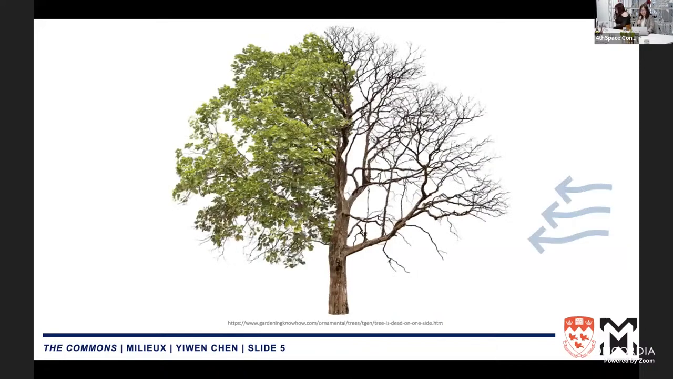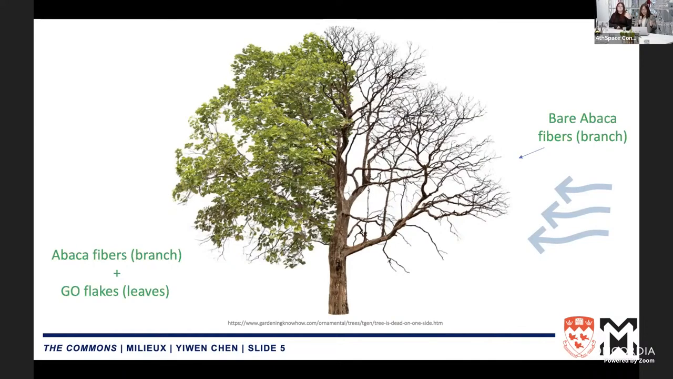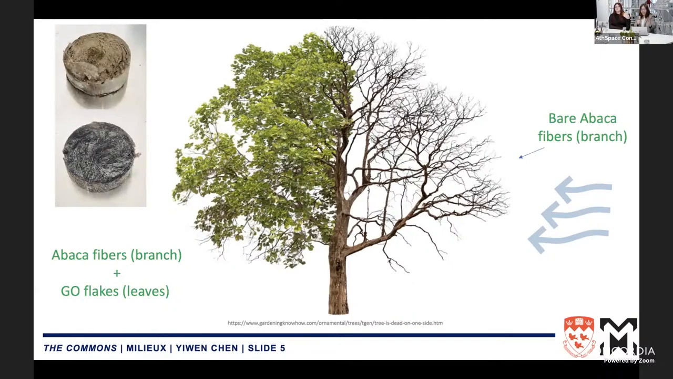So another thing that we're very interested in is the filtration feature of graphene oxide. And a tree is actually an excellent example of how nature filters air. And we use abaca fiber, extracted from banana leaves, to mimic the branches of the tree, and GO flakes to mimic the leaves and capture the dust particles. And we bring our knowledge from the lab to produce different architectures, like these filters based on graphene oxide and abaca, to manipulate and tune this filtration feature.